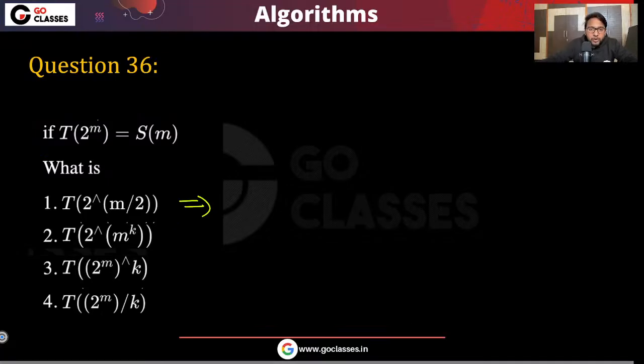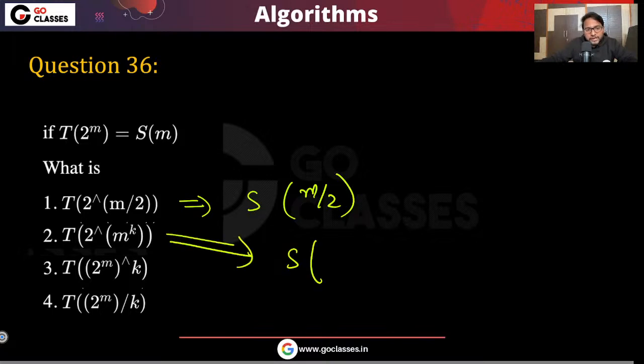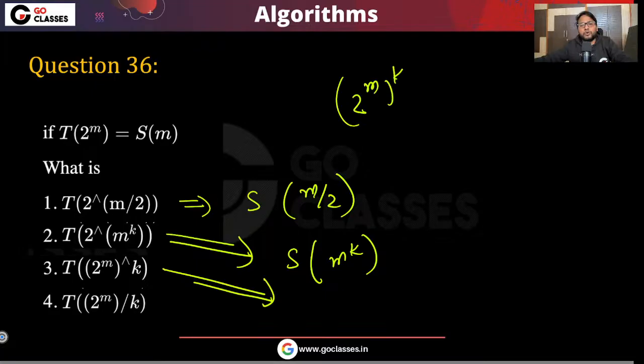You just take log of this, right? And then you are putting S of log of this is m by 2, basically it is S of m by 2. What is this? This will be S of, you just take log of this quantity, it will be m power k. What is this? This is 2 power m, power k, right? Which is nothing but 2 power mk. So this is S of mk, right?